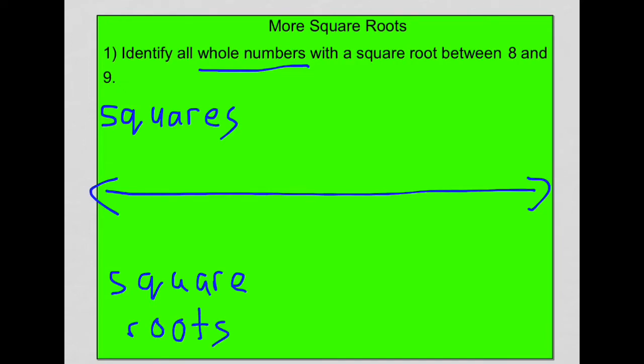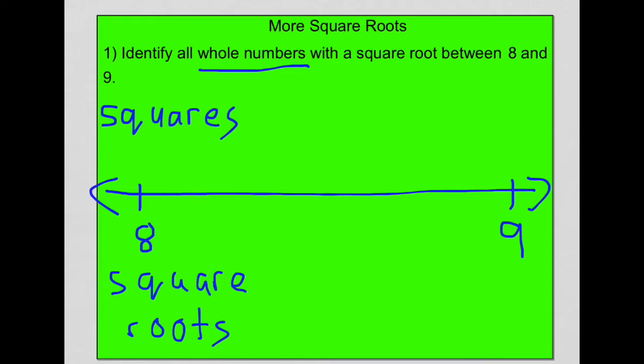But look at this time. Identify all whole numbers with a square root between 8 and 9. This time we are given square roots. We are given the square root 8 and the square root 9. So this time we're going to start with square roots. That's why it's important to label your number line and really read what you're given. So we're given the square root 8 and the square root 9.